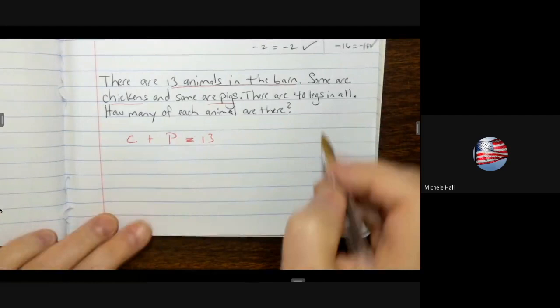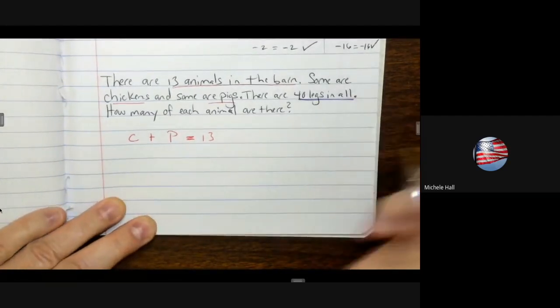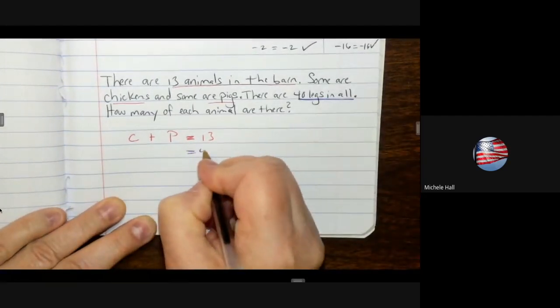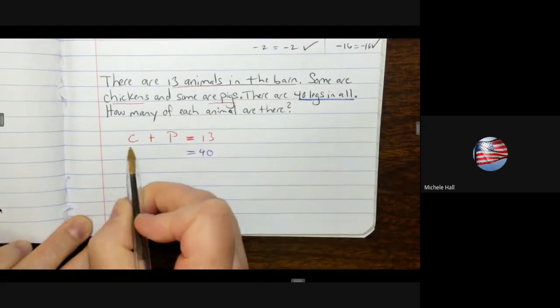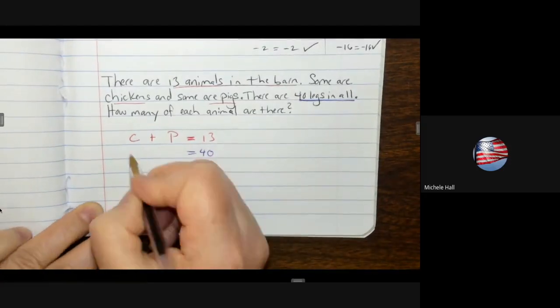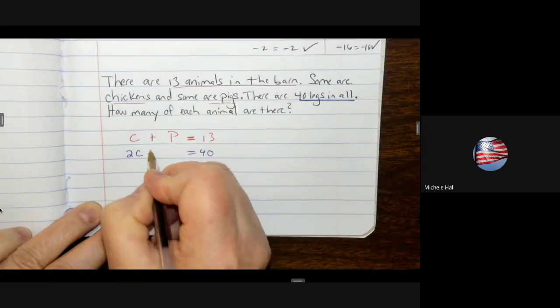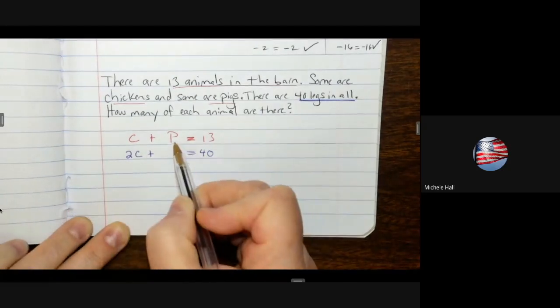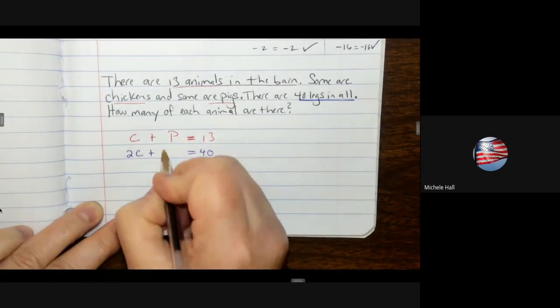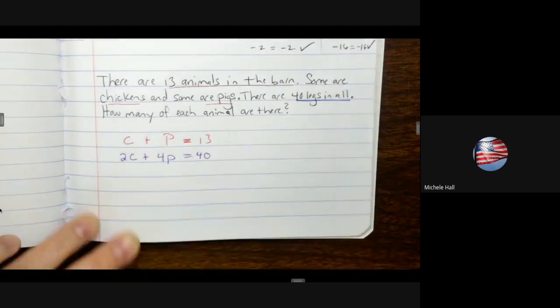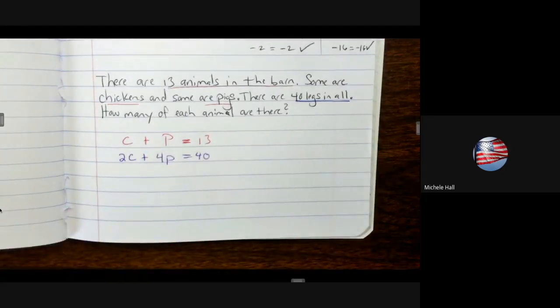There are 40 legs in all. So we know that the legs equal 40. Well, how many legs does a chicken have? 2. How many legs does a pig have? 4. So that would be 2C plus 4P equals 40 legs in all. There is your system of equations, and now you just solve.